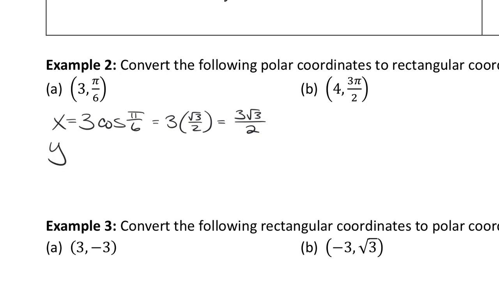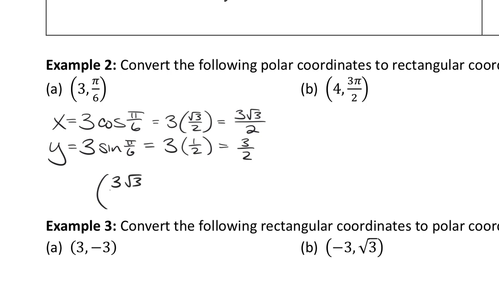We do the same thing for the y coordinate. This would be 3 times the sine of pi over 6. And what is the sine of pi over 6? 1/2. 3 times 1/2 is 3/2, which means the coordinate point converting from polar to rectangular is 3 square root 3 over 2, comma, 3 over 2. Make sense? You have a question? What's up? That's all that it's going to be.